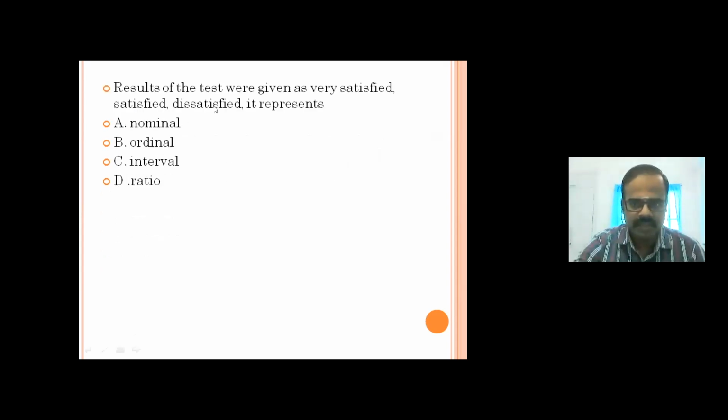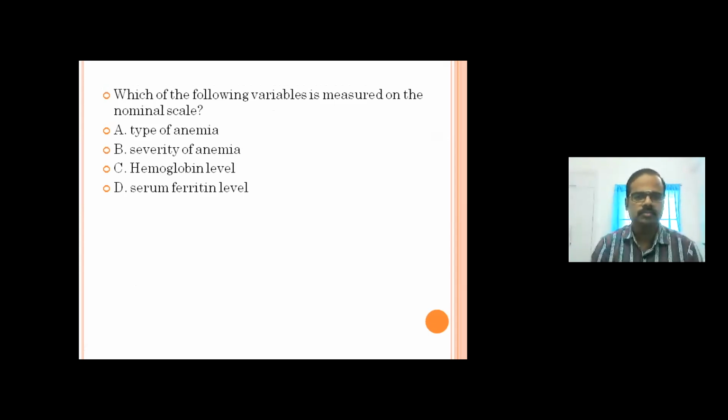Next question. Can you read the question? Is it readable? Because it is there at the top. Yes, sir. Yes, please read the question, Raghu. Results of the test were given as very satisfied, satisfied, dissatisfied. It represents again ordinal, sir. Yes. Okay, right. Again, it is ordinal. Now, Kavya.